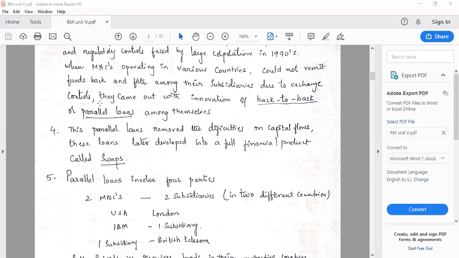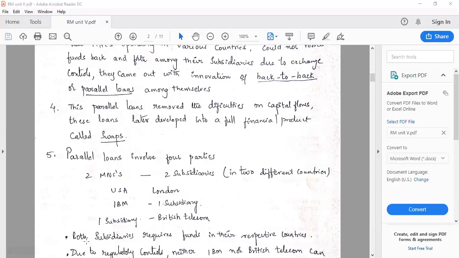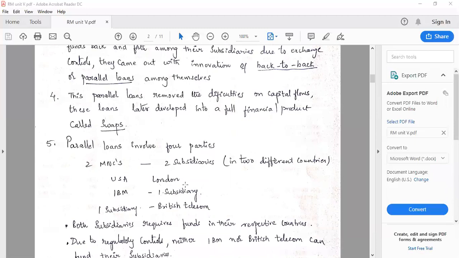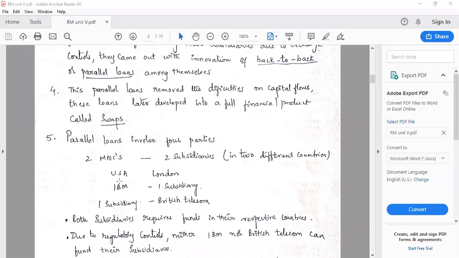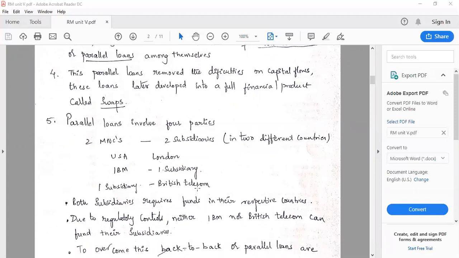Now let us see the mechanism under these parallel loans. Parallel loans involve four parties. Take an example: of the four parties, two are MNCs and two are subsidiaries of those companies in two different countries, right? Here the MNCs belong to the USA and London. Now take one company, IBM, which is in the USA, and suppose it has a subsidiary in London. And take one company in London, British Telecom, and suppose it has a subsidiary in the USA, right?